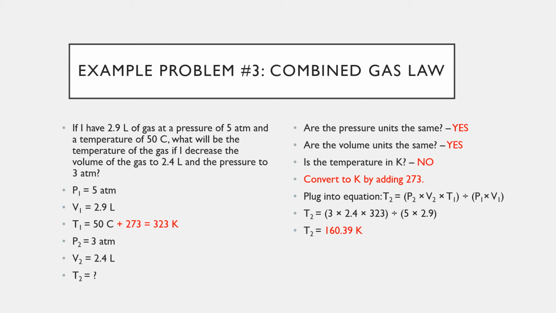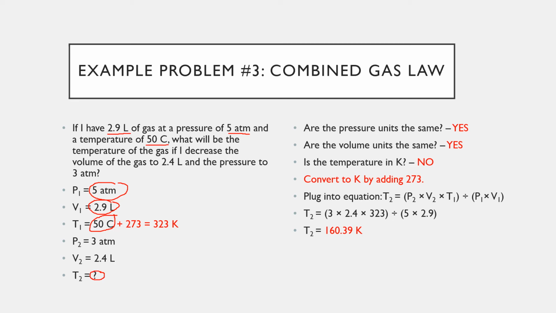All right, now this is an example for the combined gas law. We have all three variables, pressure 1, volume 1, temperature 1, and then pressure 2, volume 2, and temperature 2. So if we read, we have 2.9 liters of a gas. Liters is the volume, so we plug that in here. Pressure of 5 atm is here, and a temperature of 50 degrees Celsius right here. What will be the temperature of the gas? So we're looking for temperature 2.